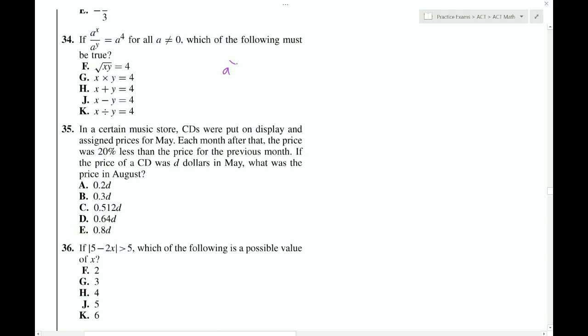Alright, if a to the x over a to the 4th is equal to a to the x over a to the y is equal to a to the 4th, which of the following must be true? So this is our rule 2 on our exponent rules, where we subtract the exponents. So we get a to the power x minus y equals a to the 4th. Now if you ever have a number to a certain power equals a number to another power, those powers have to be equal. So we can in a way drop out these a's. x minus y equals 4, right? So that's choice J.